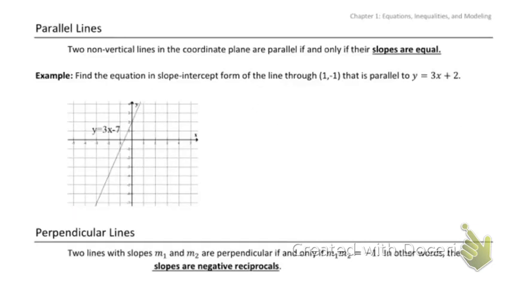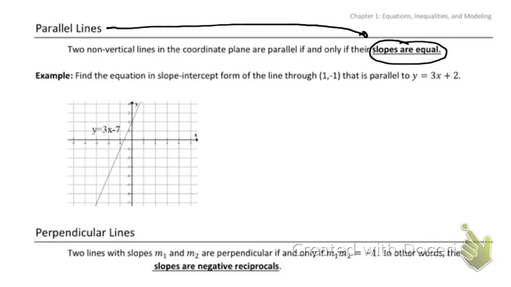Parallel lines. Two non-vertical lines in the coordinate plane are parallel if and only if their slopes are equal. So as soon as you hear the word parallel, you should think slopes need to be equal. So our first example says, find the equation in slope-intercept form of the line through (1, -1) that is parallel to y equals 3x plus 2.